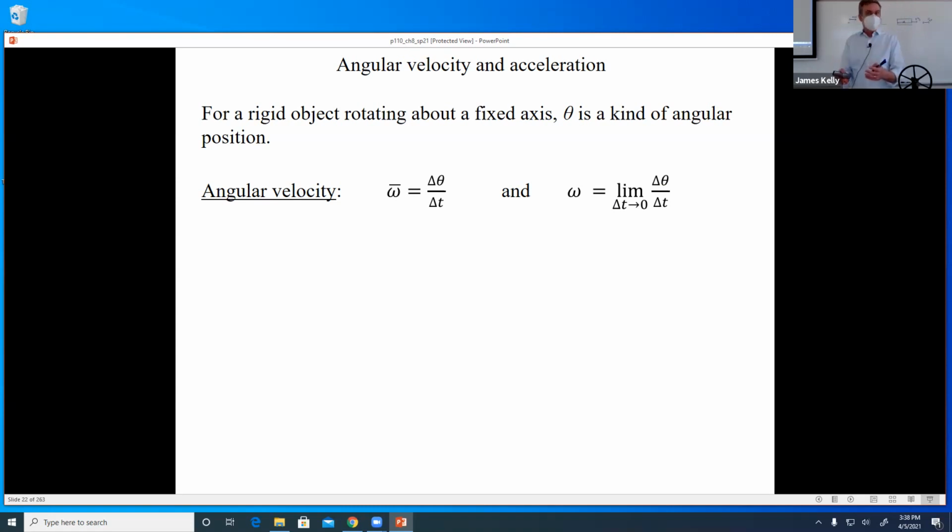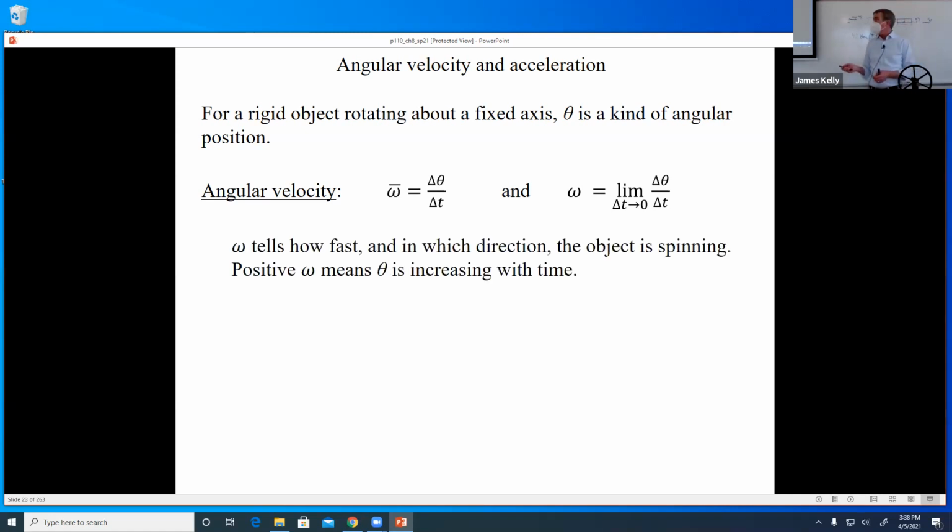As opposed to the linear velocity we were talking about before, this is angular velocity. And it tells us not only how fast it's rotating, but in which direction it's rotating. The how fast is just how big this number is, right? If my theta is measured in radians, this might be in radians per second. If my theta were measured in degrees, this would be in degrees per second. But those are telling me how fast the angle is changing.